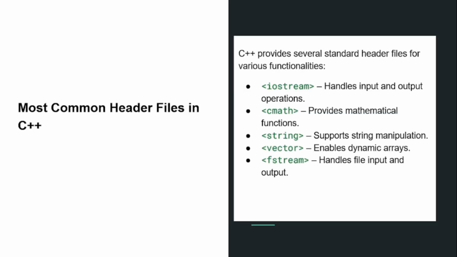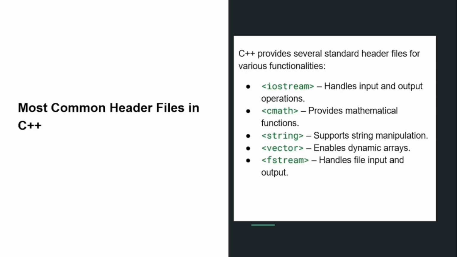The most common header files used in C++ are iostream, cmath, string, vector, and fstream. These types of header files are used in C++, and each has a different functionality. There are many header files, but the ones we most commonly use in every program are iostream, cmath, string, and vector. Every header file has a different function.